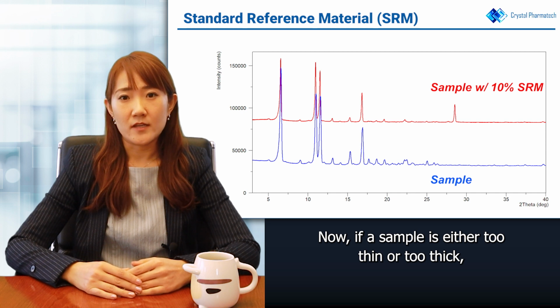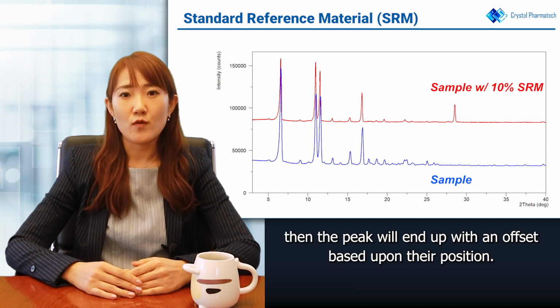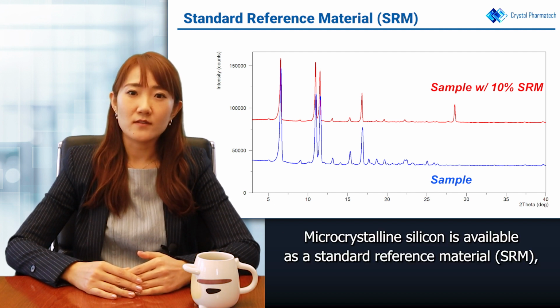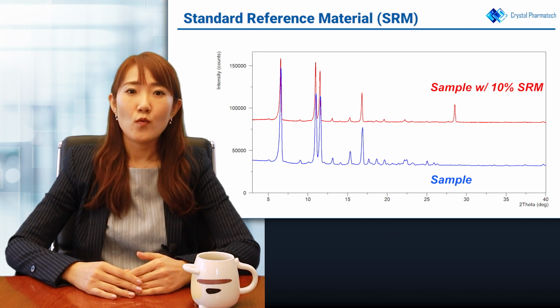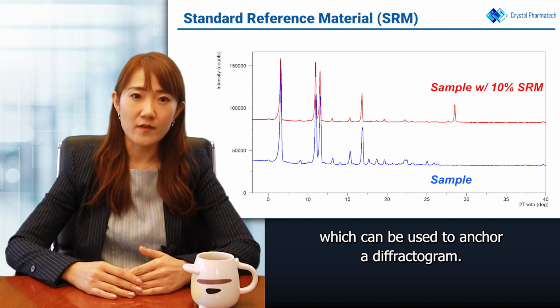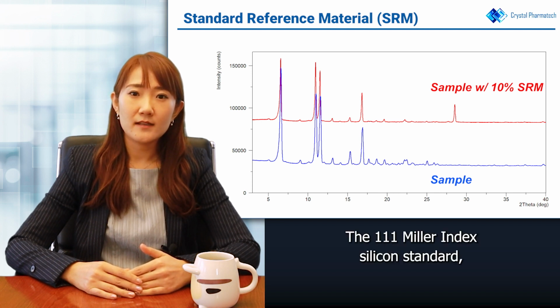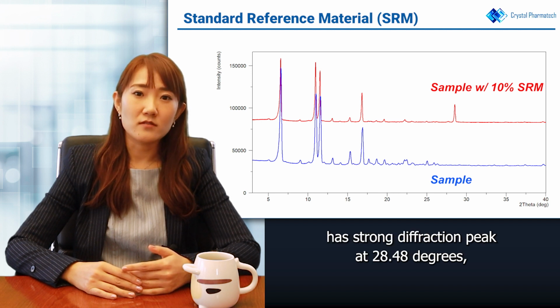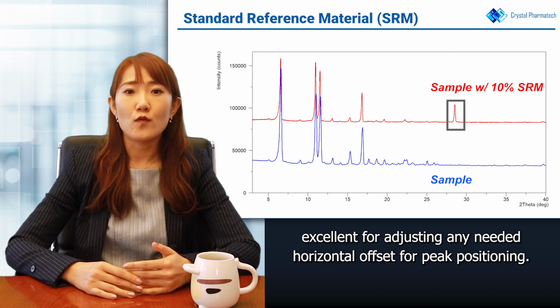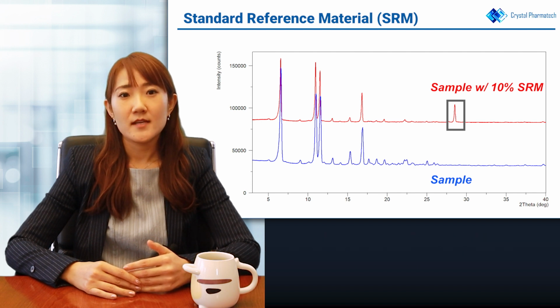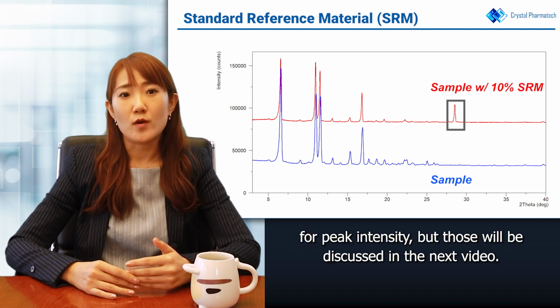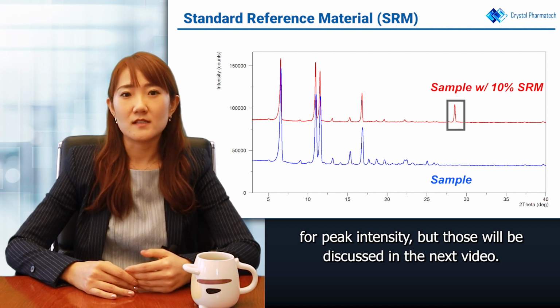Now, if a sample is either too thin or too thick, then the peaks will end up with an offset based upon their position. Microcrystalline silicon is available as a standard reference material, or SRM, which can be used to anchor a diffractogram. The 111 Miller index silicon standard has a strong diffraction peak at 28.48 degrees, excellent for adjusting any needed horizontal offset for peak positioning. Several SRMs exist for peak intensity, but those will be discussed in the next video.